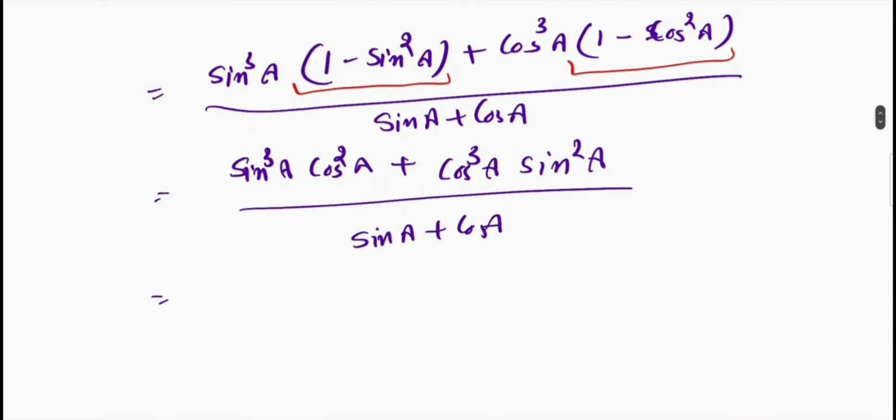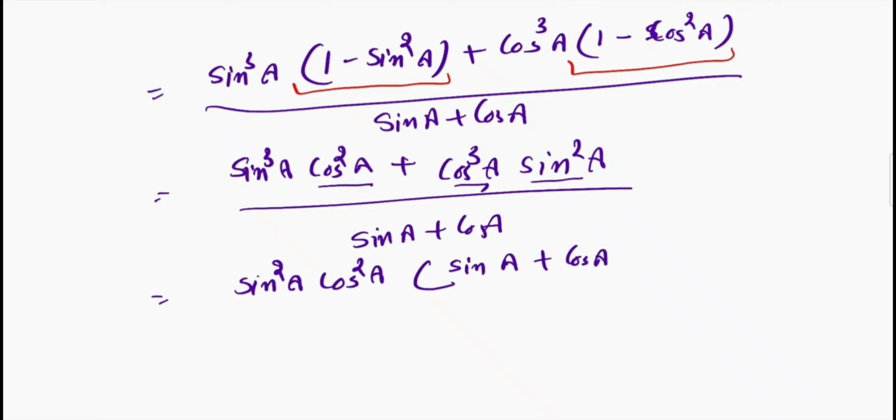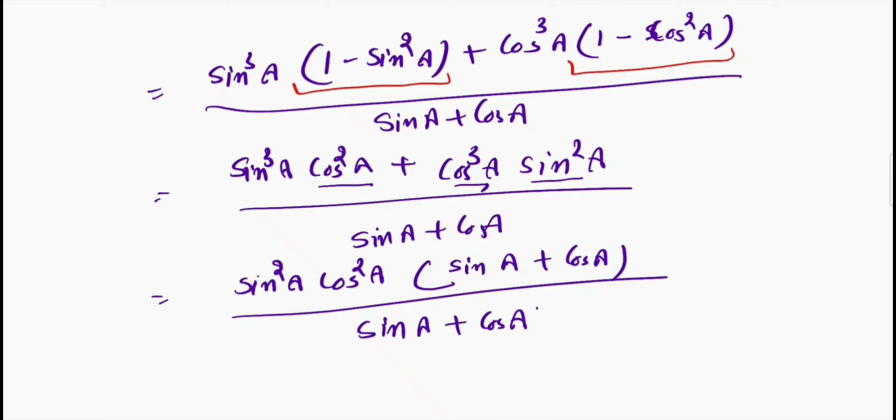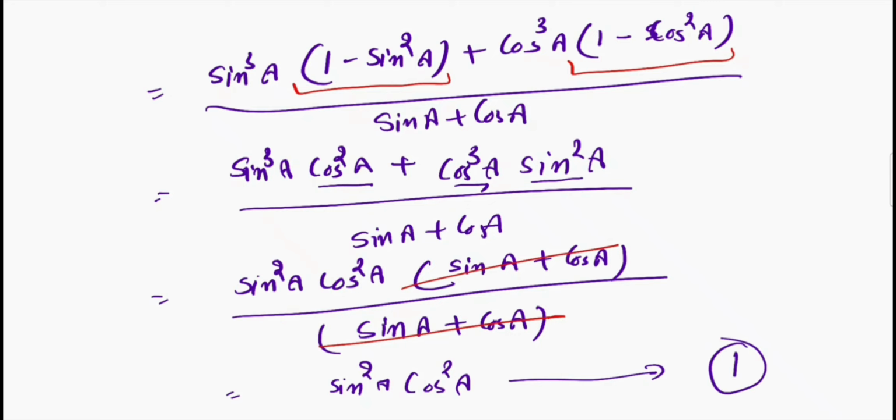So next from here see this cos square A and here we have sin square A and cos cube A. So this sin square A and cos square A, they are common, and here we will be left with sin A plus cos A divided by sin A plus cos A. So now I can cancel this and this. So I will be left with sin square A and cos square A. Let me mark this as my equation number 1.